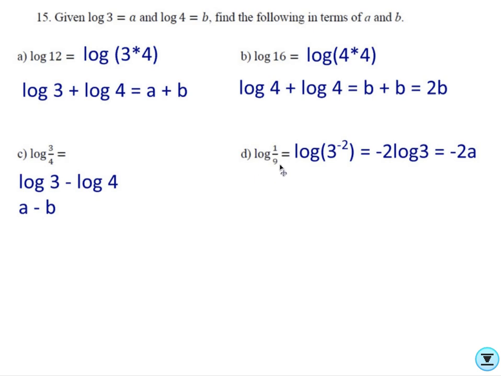And then finally, there's a couple different ways to do letter D, but one of the ways is to recognize that 1/9 is 3 to the negative second power, because 3 squared is 9, and because it's a 1 over 9, that's what makes that exponent negative. Then you're going to take this negative 2 and bring it out front because you're expanding, and that's how this becomes negative 2 log of 3. Log of 3 is A, so negative 2A.